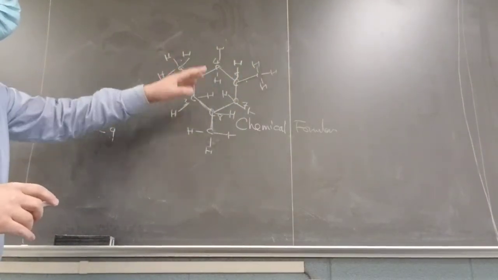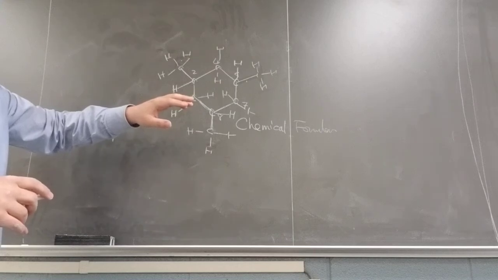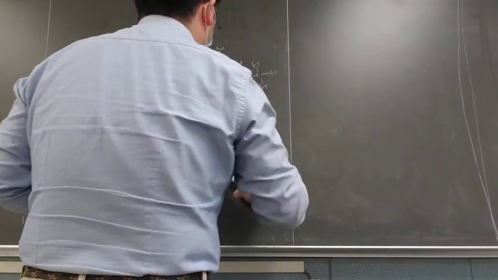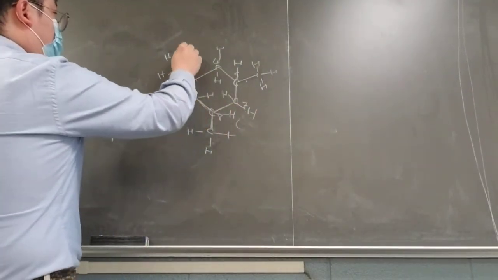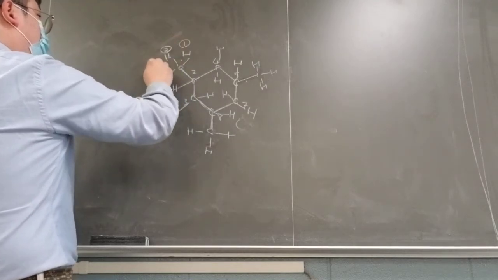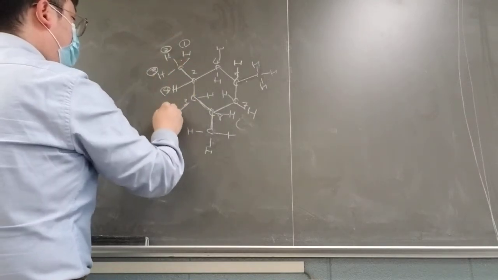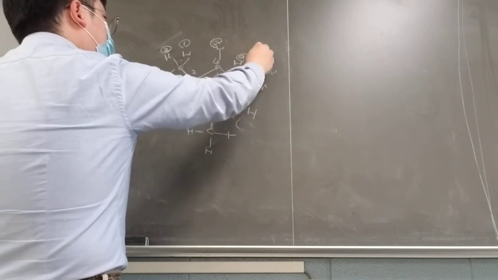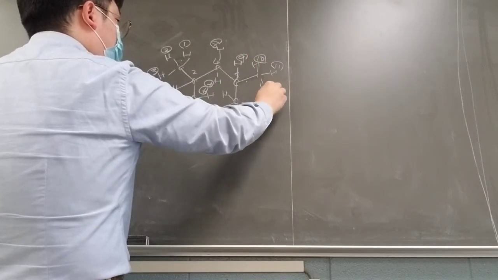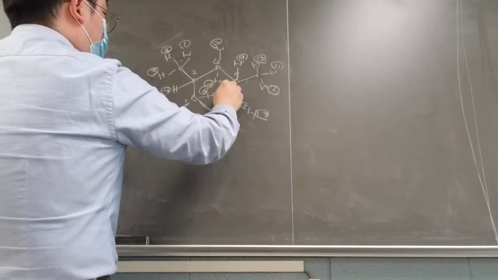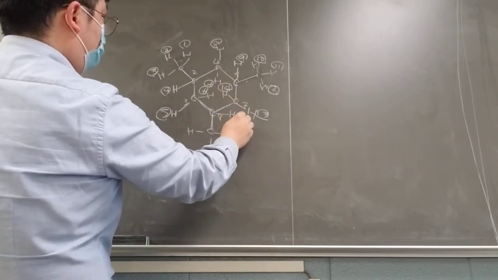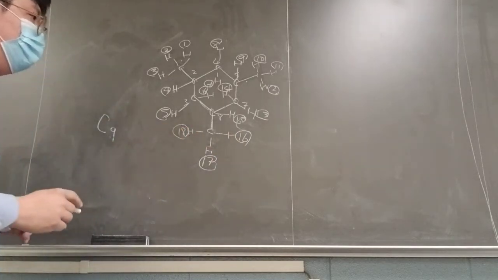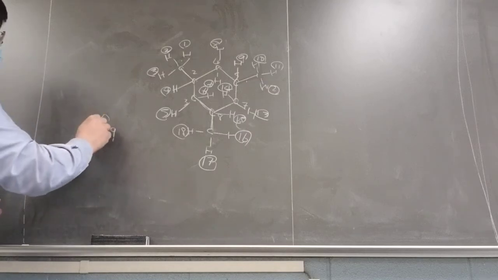So if you count all the hydrogens, you can count them here: 1, 2, 3, 4, 5, 6, 7, 8, 9, 10, 11, 12, 13, 14, 15, 16, 17, and 18. Makes sense, right? So it'll be C9H18.